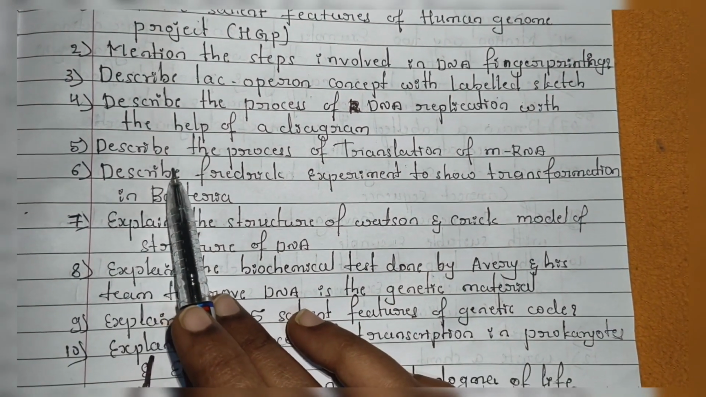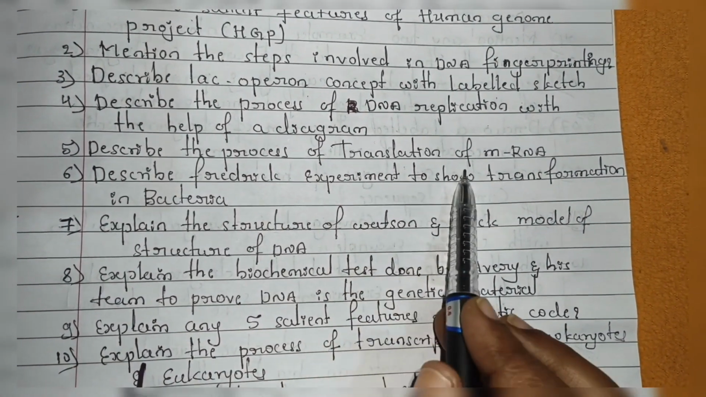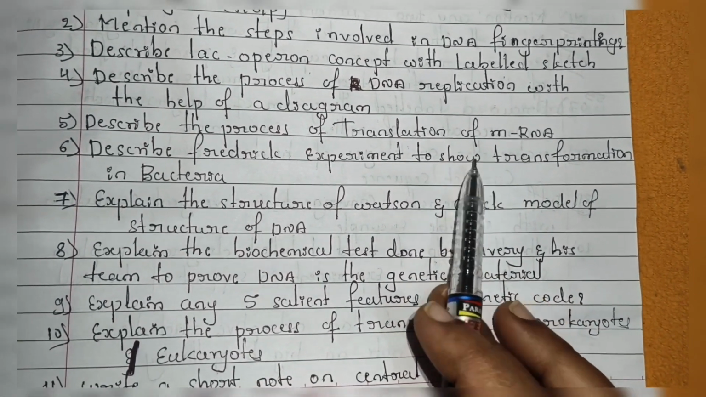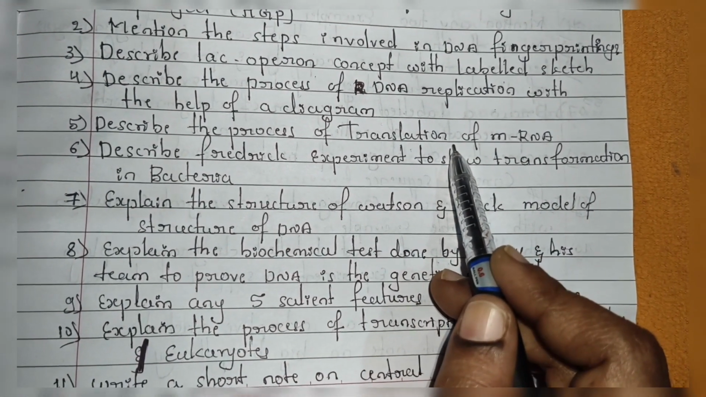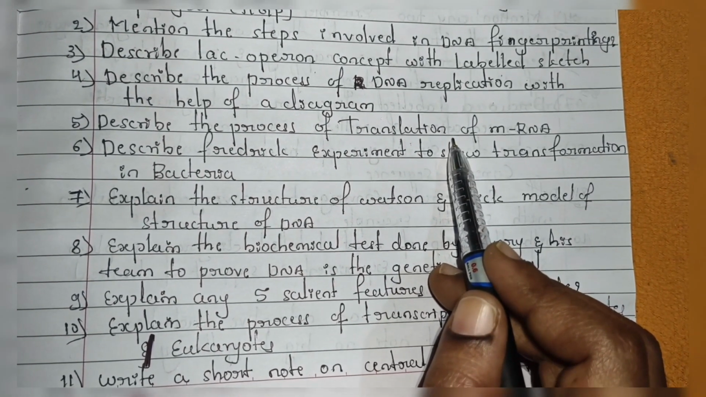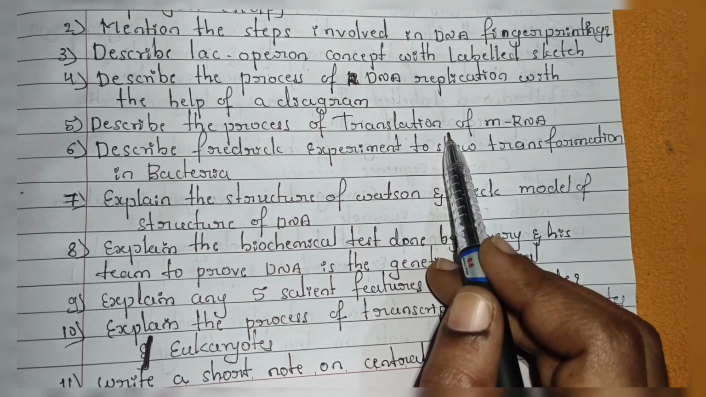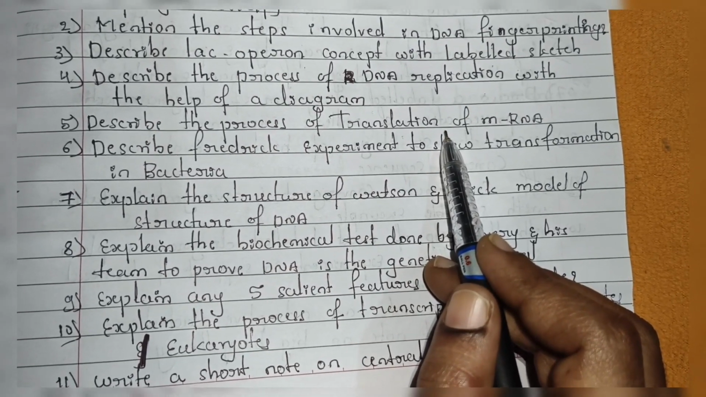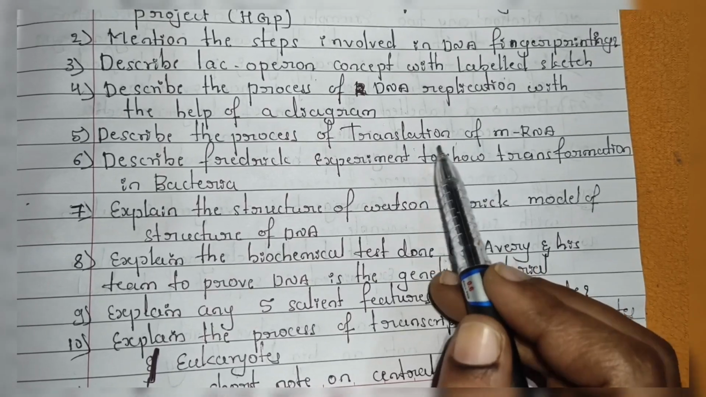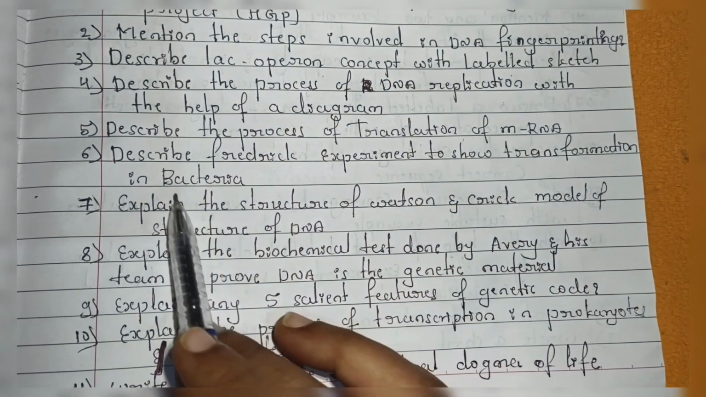And the next, fifth question is, describe the process of translation of mRNA. So how the translation takes place, you can write down in points, so they will check only the important words. So in the explanation, whether all points are covered or not, they will check. You have to write in points, or you can write in descriptive form also.